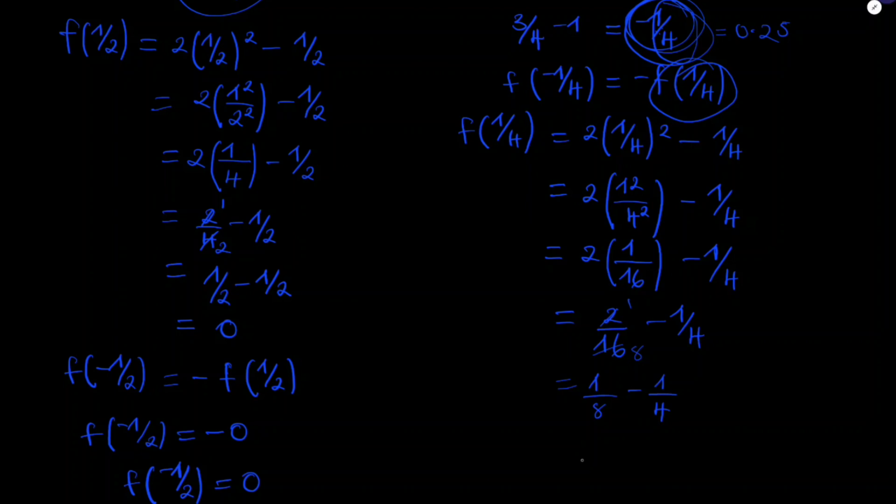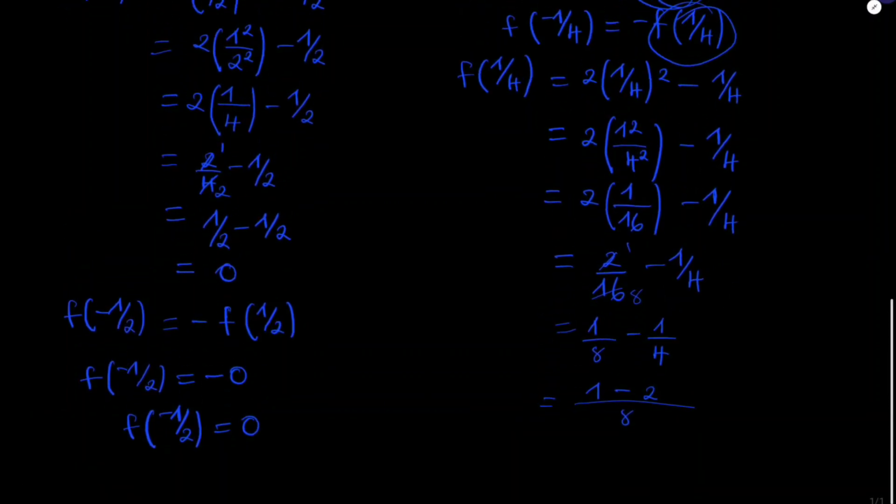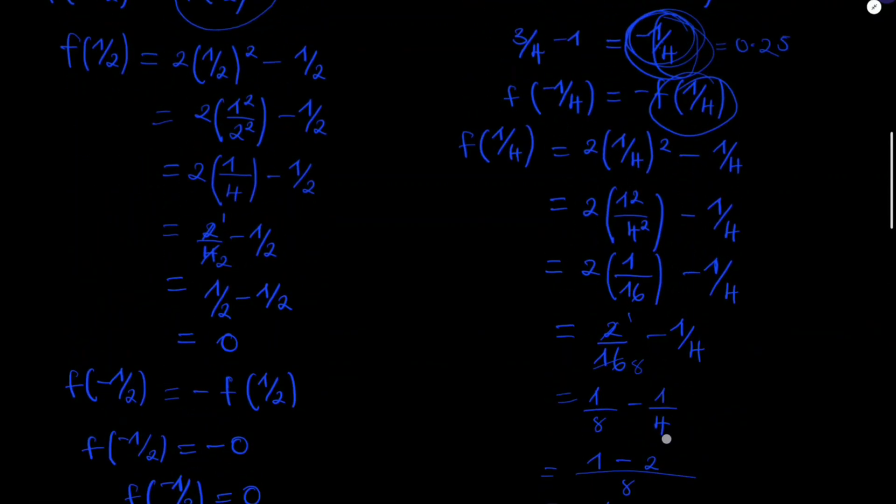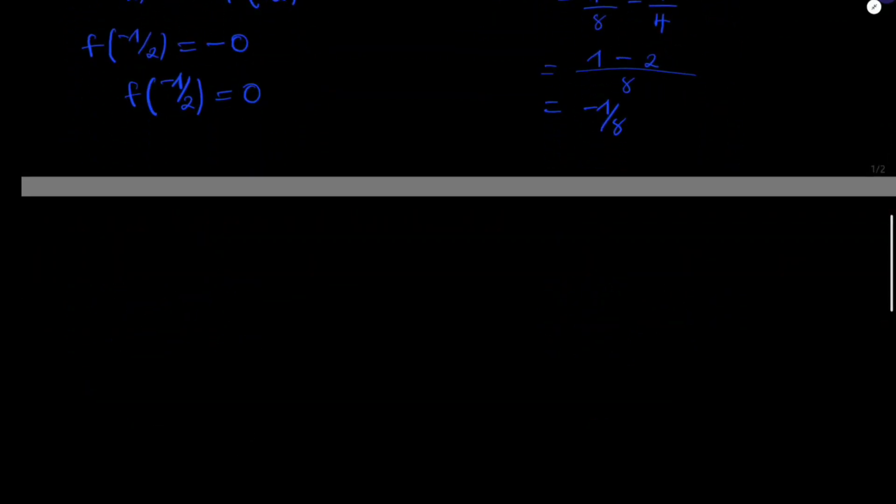Now let's simplify this by using the LCM. The LCM there is 8. So you have 1 minus 8 divided by 4, which is 2. So this gives us minus 1/8. So f(1/4) is minus 1/8.